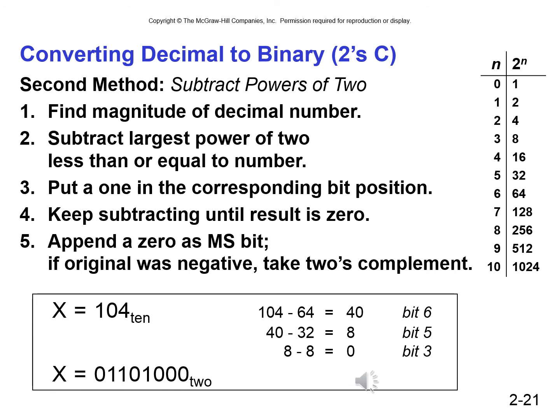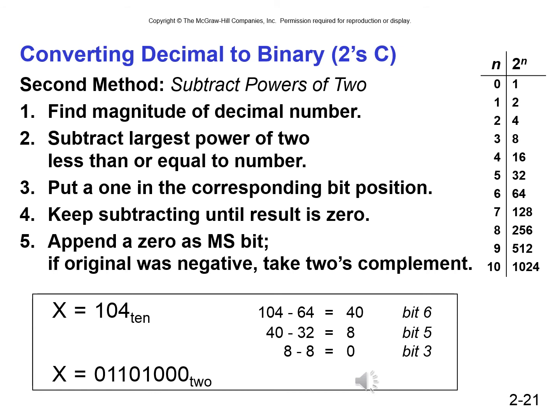1, 2, 4, 8, 16, 32, 64, 128. So it's not 128, it's 64. And 64 corresponds to bit 6. See the little chart on the right-hand side of this slide? Okay, so bit 6 is 1. 104 minus 64 is 40.